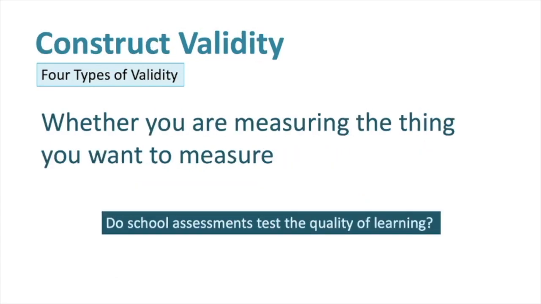When it comes to construct validity, this is the idea of whether you are measuring the thing you want to measure. This is one of the tougher things, and there's a whole class here that talks about how we understand how good our measures are. The psychometrics and measurement theory class spends a lot of time going over what construct validity is, how we can look at it, and it also covers a lot of the reliability and other things to do with measurement. But one example is, do school assessments test the quality of learning?